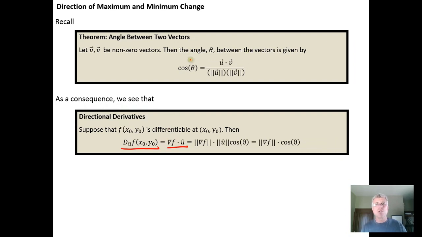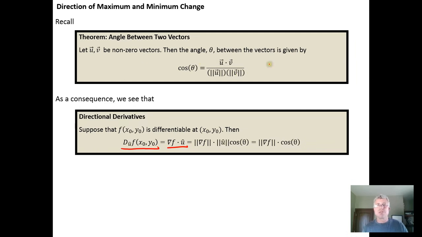So the first thing we want to do is recall from our homework on dot products that we discovered that the cosine of theta, where theta is the angle formed by two vectors, is just the dot product of u and v divided by the size of u times the size of v.